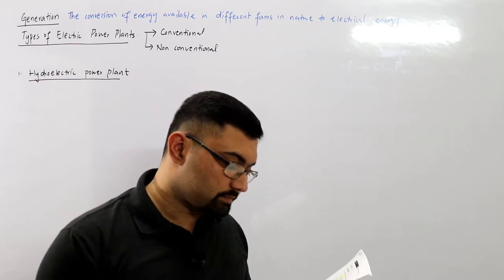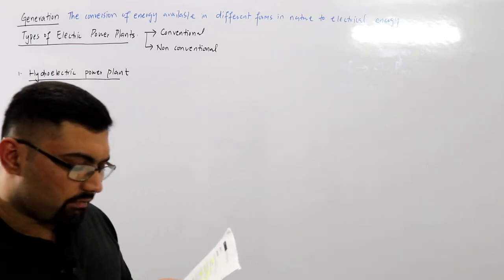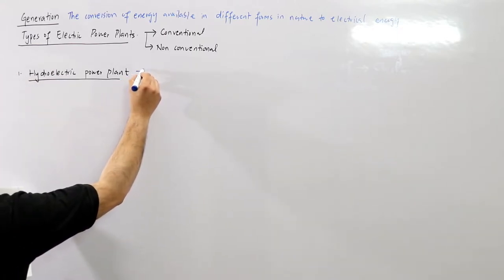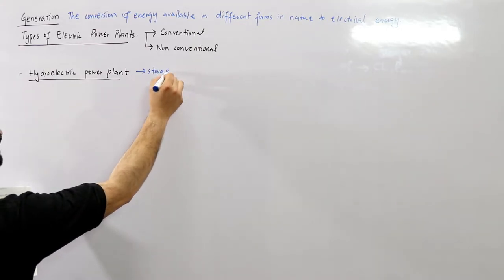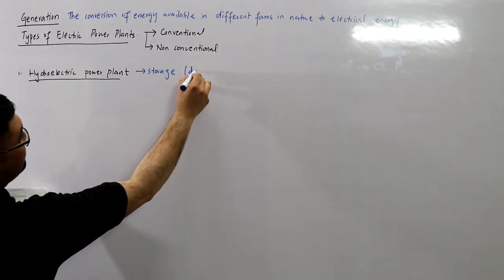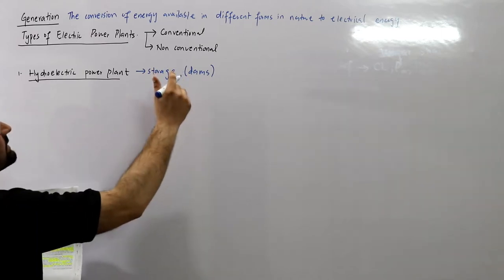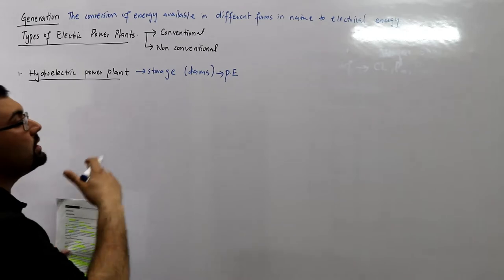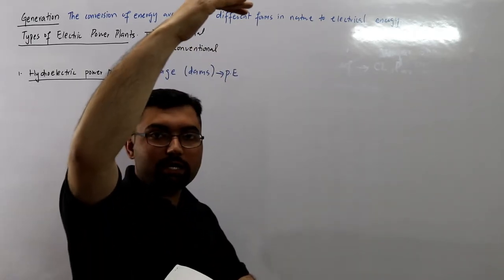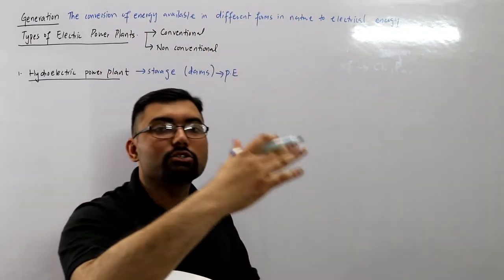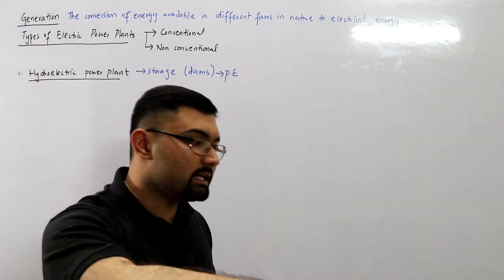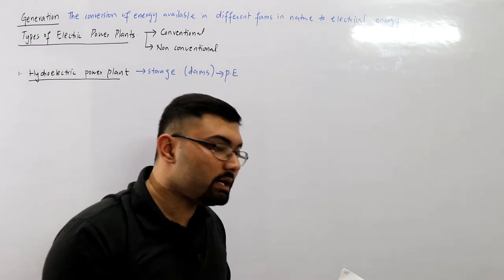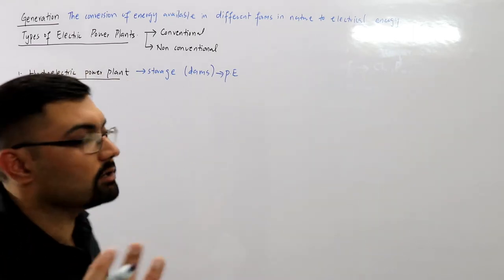This could be of two types. You can either have it in the form of storage. Storage means you would have dams. In this case, you would be utilizing the potential energy of the water, which is present at a certain height, and you let it fall from that height. So the potential energy is converted to kinetic energy, and then the turbine is coupled to the generator, the alternator.